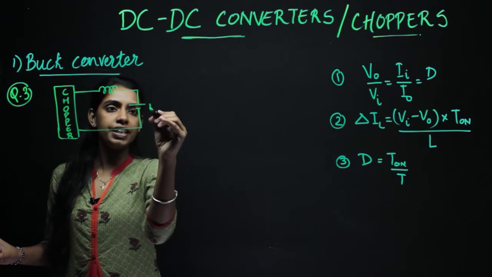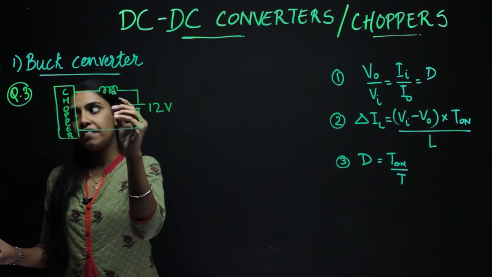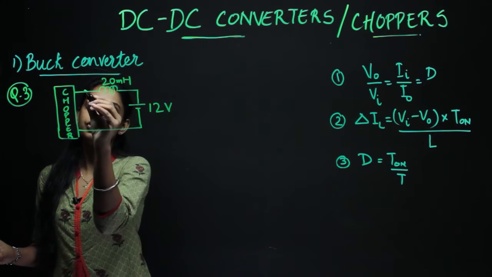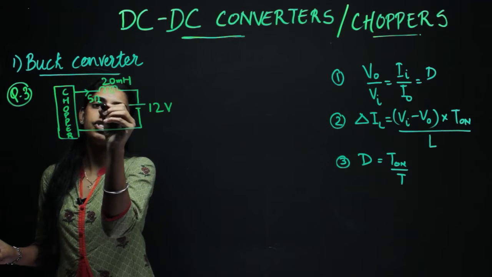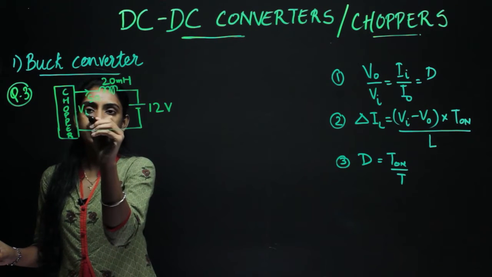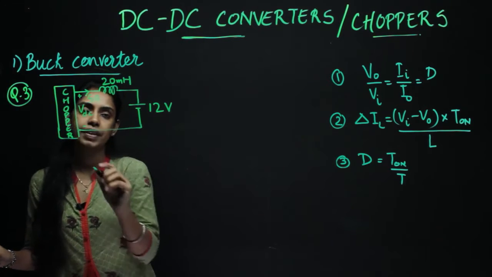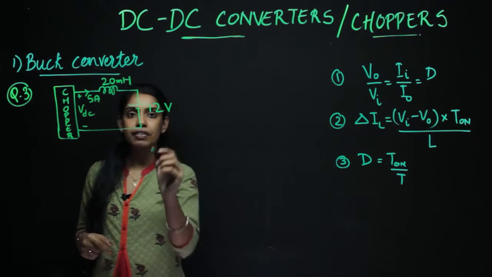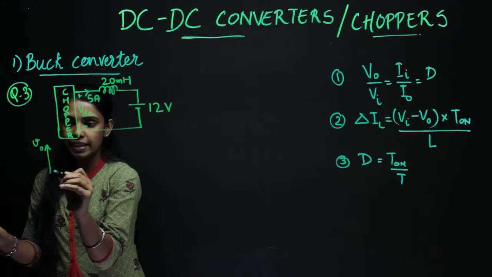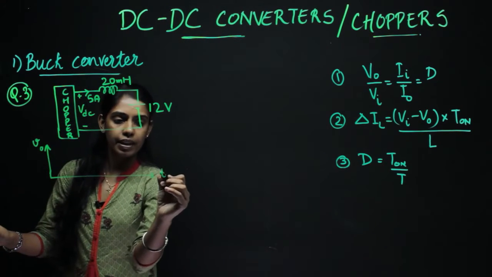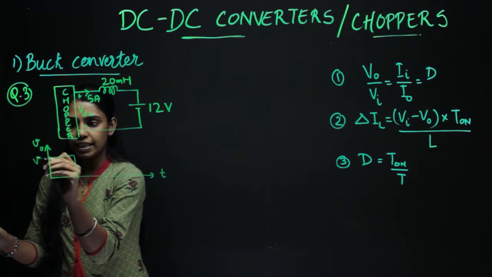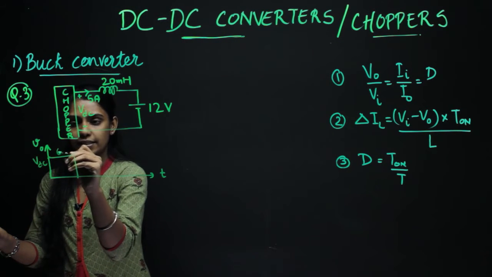They have given this voltage as 12 volt. They have given the inductor as a 20 millihenry, and they have also shown a 5 ampere charging current of the inductor. And this voltage they have written as VDC. With this, they have also given the waveform of the output voltage. So the waveform VO is given by them, and they have written as VDC, and they have written here 60 volt.